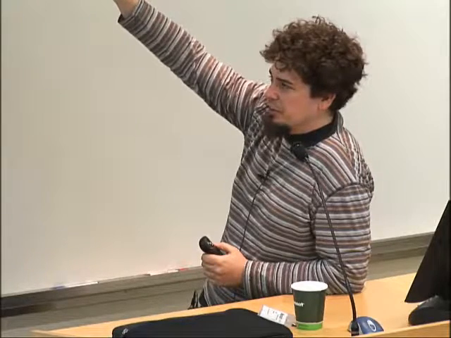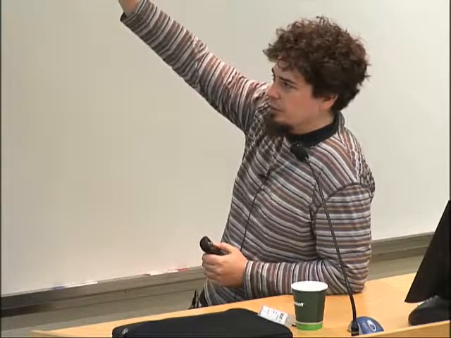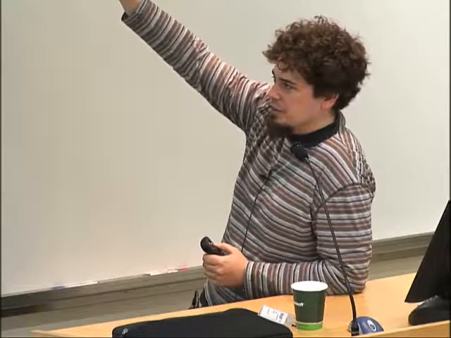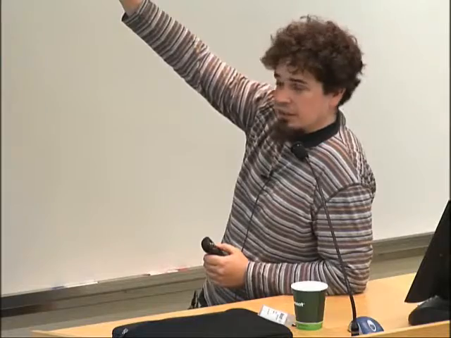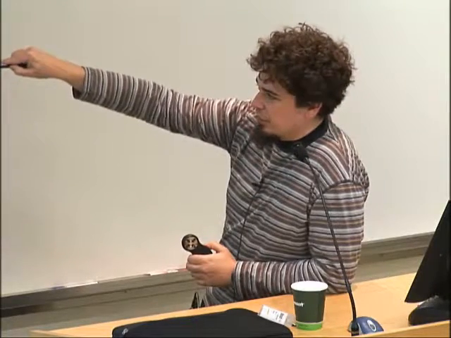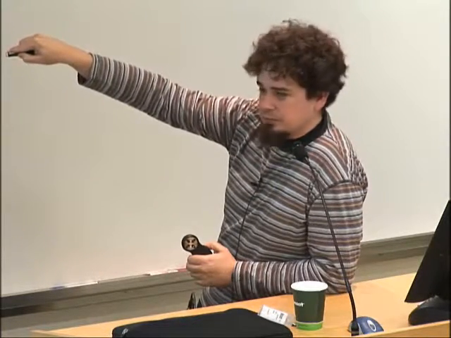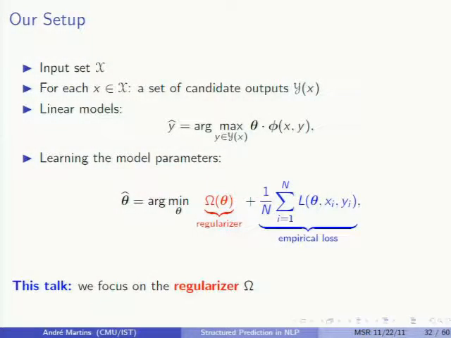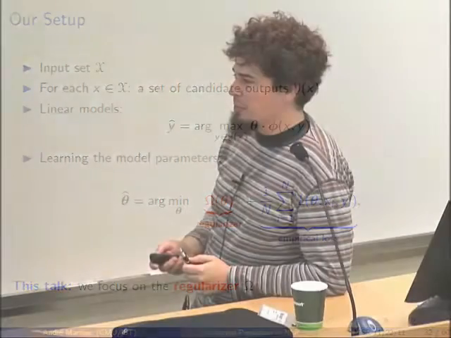We are going to be concerned with linear models, where the scores are a linear function of a parameter vector theta and a joint input-output feature map phi. To learn the parameters theta, we minimize a regularized empirical risk functional. Something that looks like this, where you have a regularizer omega of theta and an empirical loss term, for your preferred loss. In this talk, we're going to focus on the regularizer. People have spent a lot of time with different losses, but there's still a lot to do regarding regularization.